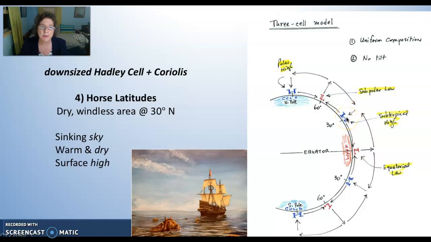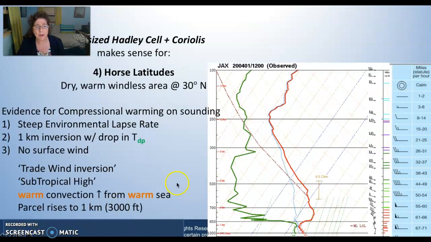What do we know about a subtropical high? We know that it is sinking sky, warm and dry. Compressional warming dries out the sinking parcel, surface high. In this case, it explains the windless horse latitudes for this reason. Let me show you a sounding from the Jacksonville, Florida area, which is right around the 30th parallel.